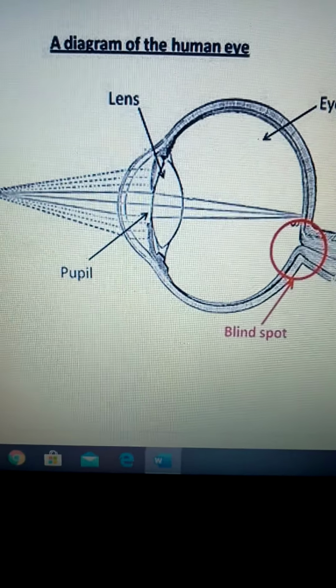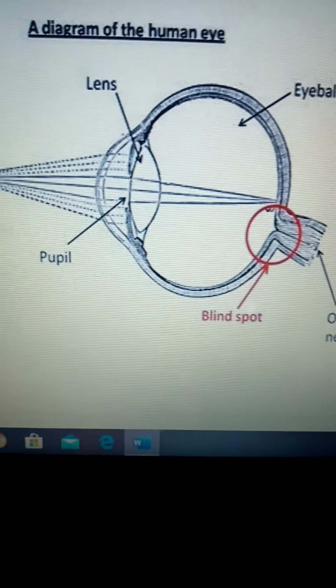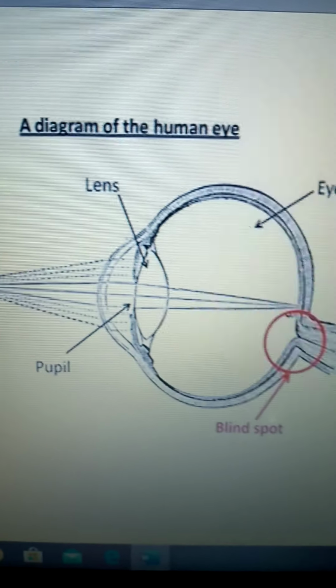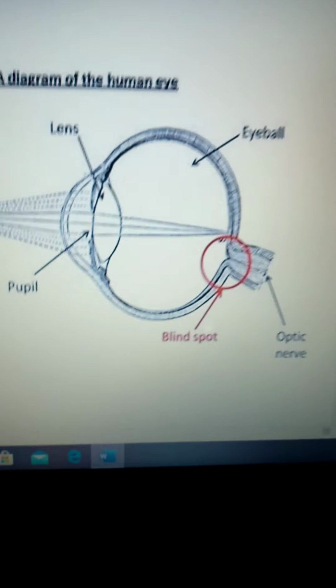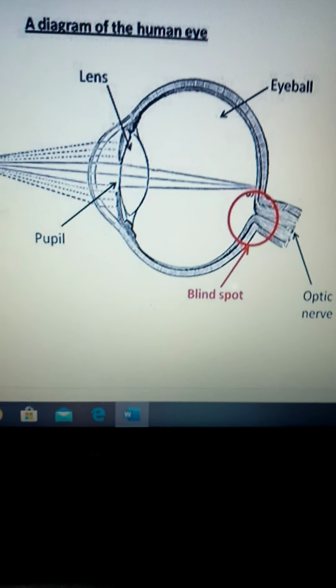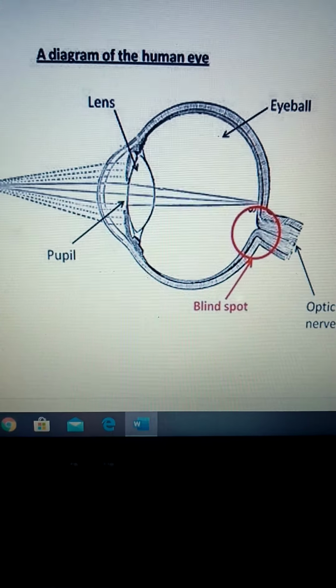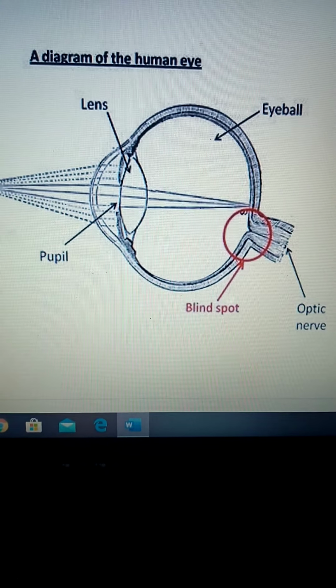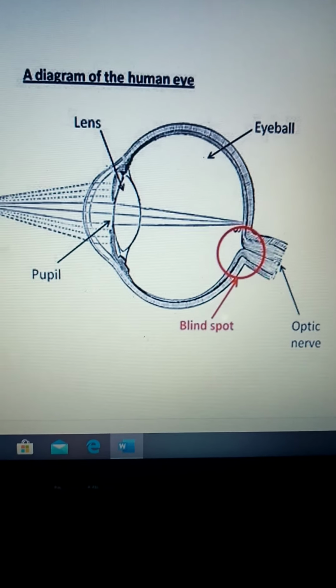Now let me explain the working of the human eye. It is shown diagrammatically here. The light from the object enters the eye through the cornea and falls onto the eye lens through the pupil. Since the eye lens is converging, it converges the light rays and forms the image on the retina. On the retina, a very small, real and inverted image is formed.